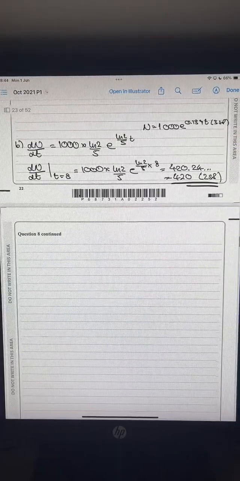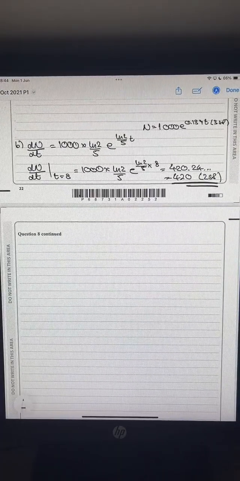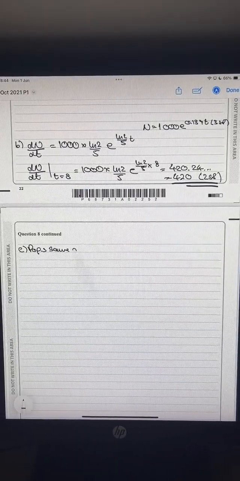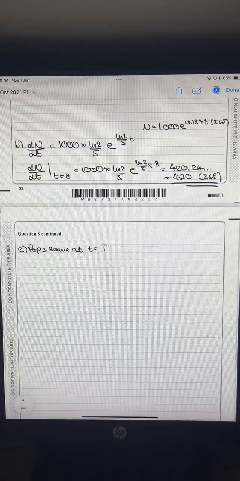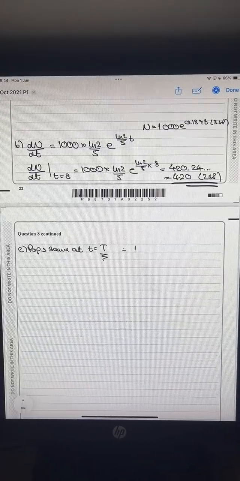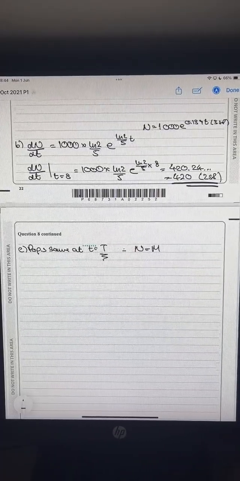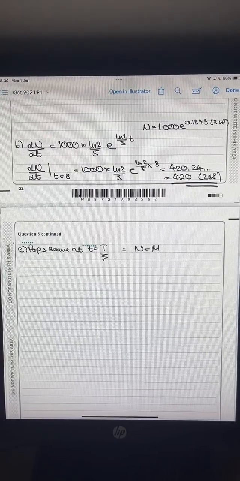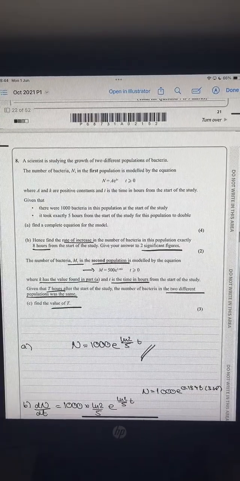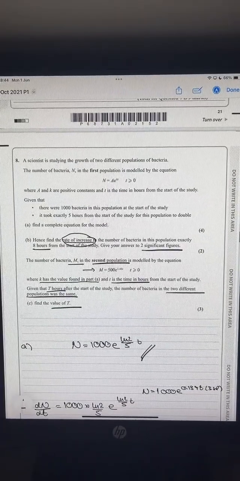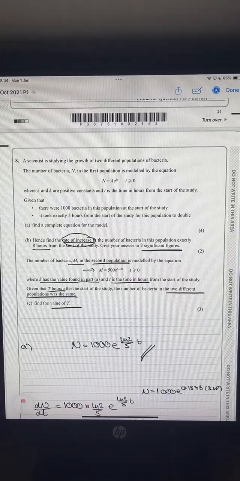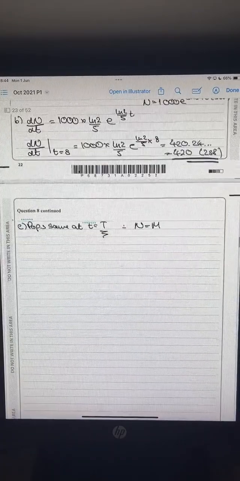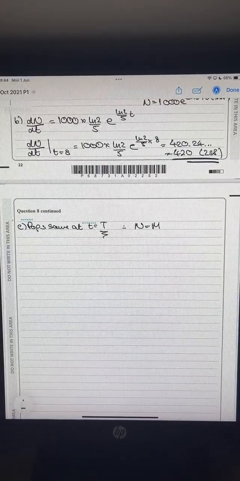So formally, for part C, the populations are the same at time lowercase t equals capital T. Therefore, N is equal to M. So I'm just going to write out my equations and solve for T. Why did I have to differentiate for B? Because the question told me to find the rate of increase in the number of bacteria. If I see the word rate, think differentiation, because a rate is a change of something. Okay, cool. So N equals M.